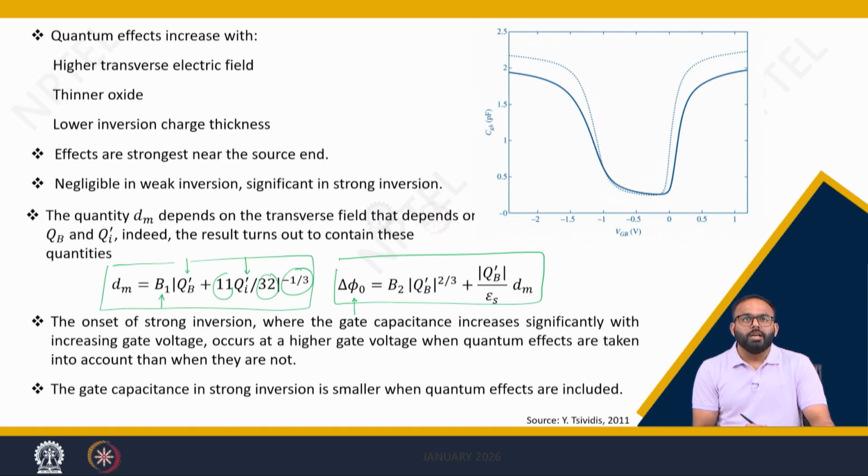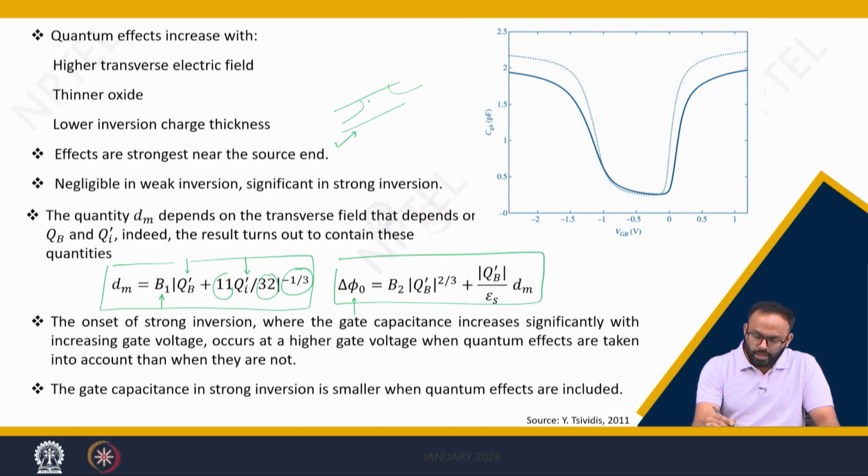So, we can say the quantum effect increases with higher transverse field, thinner oxide and lower inversion charge thickness. This effect is found strong near the source end, and weak near the drain end, though it should be present in practice throughout the channel. So, we can ignore these effects near the drain end. It is negligible in weak inversion and it is significant in strong inversion. So, it is important to include these effects when you model for strong inversion.